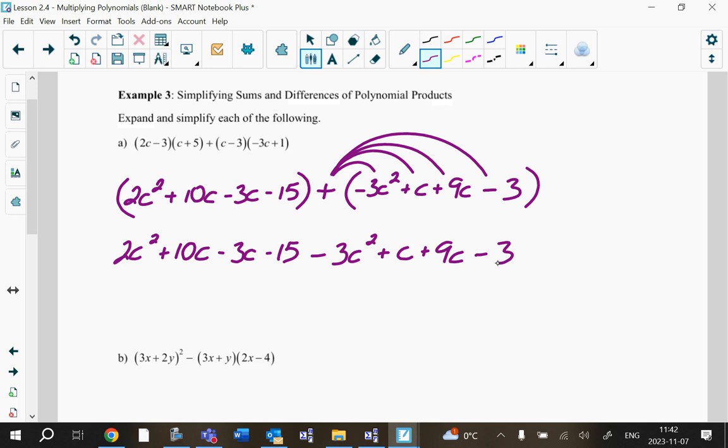Now, combine everything you can. So we've got some c squareds to combine. What do we get? Negative 1c squared, or just negative c squared. If you had a 1 there, that's fine. I've got a lot of c's to combine. I've got a 10c minus 3c plus a c plus a 9c. Well, let's just go left to right. 10c minus 3c, 7c plus c, 8c plus 9c, 17c. Good. And that takes care of all those. So the only two things left are negative 15 and negative 3.